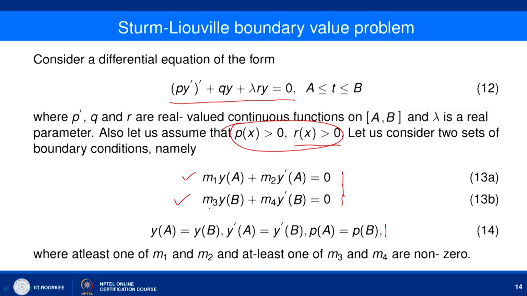Here we are assuming that in 13, one of the coefficients m1, m2 must be non-zero. Similarly, one of the coefficients m3, m4 is a non-zero constant. So we assume that m1 squared plus m2 squared is non-zero, and similarly m3 squared plus m4 squared is non-zero. So at least we are saying that these are not trivial boundary conditions.